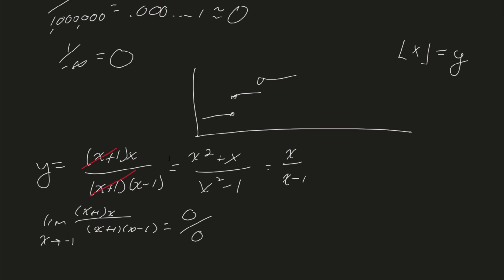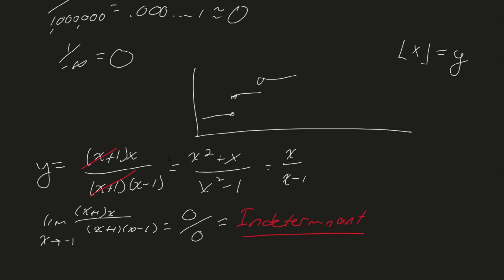That's 0 over 0. Now remember before, I said 1 over 0 is DNE. 0 over 0 is not. 0 over 0 is what they call an indeterminate form. And an indeterminate form means exactly what the word says. It's not determinate. It doesn't determine anything. We need to take it a step further.